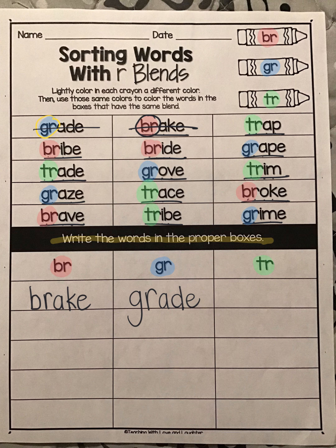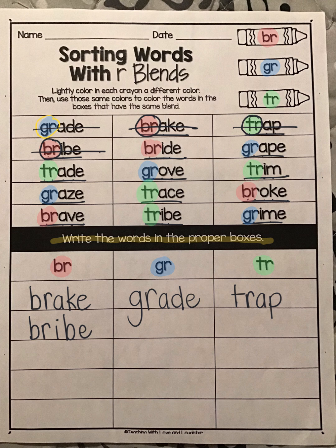Then we have trap. You can see I already highlighted my blend, TR, green. So I'm going to write it underneath the green TR column. T-R-A-P, trap. And cross it off when I'm done. Then I have bribe, B-R-I-B, bribe. Cross it off when you're done.